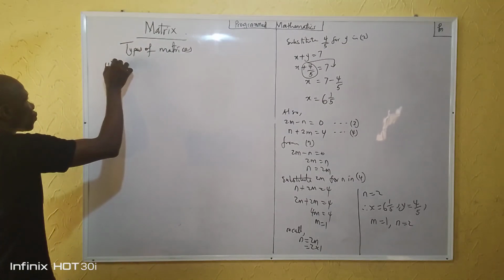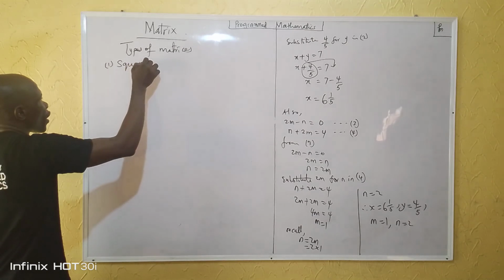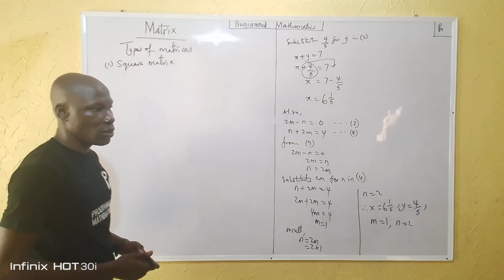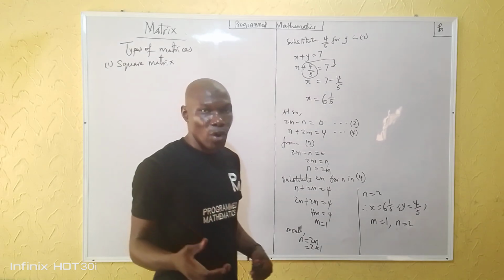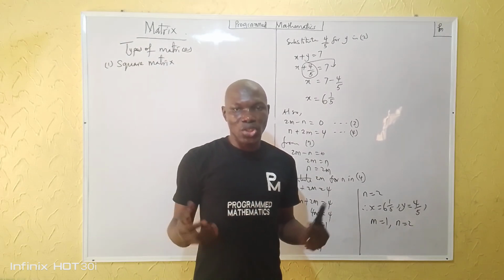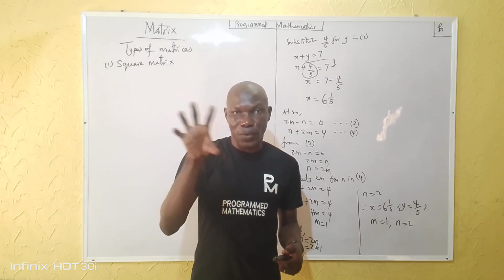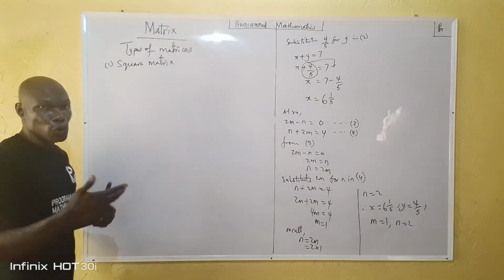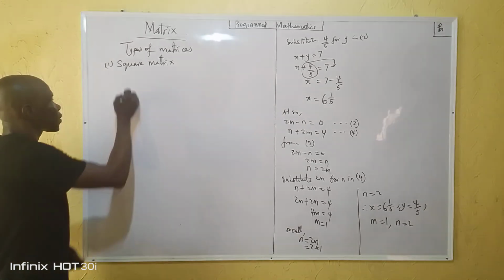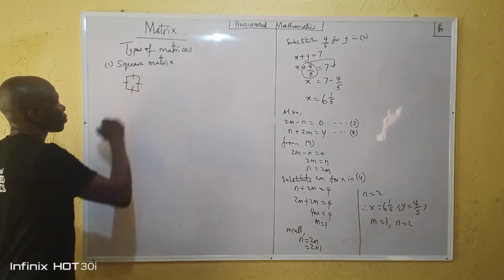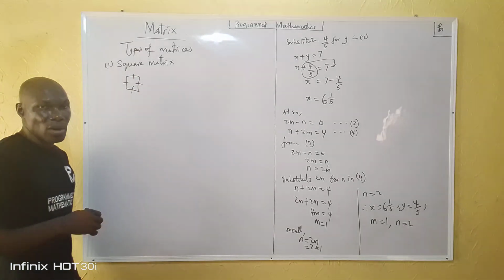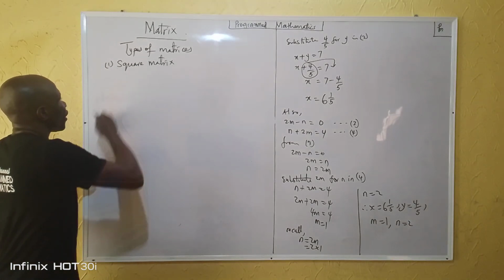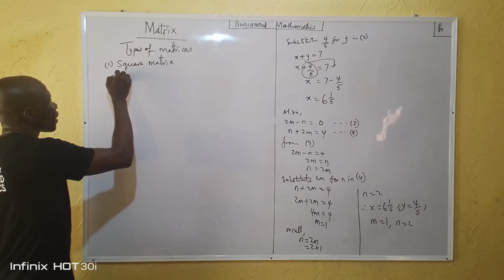So we look at the first one now. We call it the square matrix. We know from elementary mathematics that a square is a plane shape having four sides, and all the four sides are equal. So when we refer to a matrix as being a square matrix, it simply means all the dimensions, the number of rows and the number of columns, are equal. So in this case, a square matrix is a matrix.